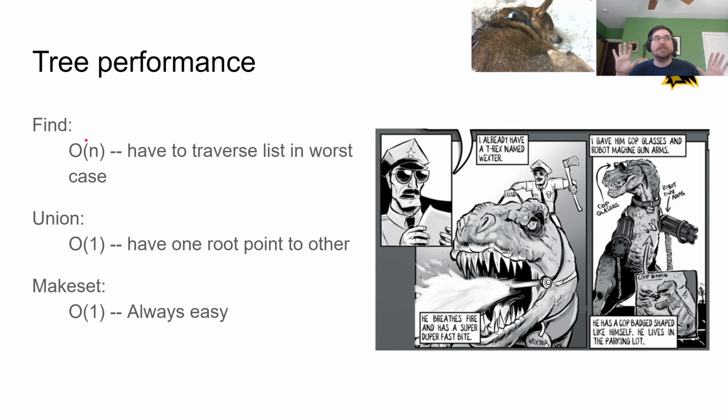So our find still works the same way. You start at one node and you follow parent pointers until you find the root. Now it's going to do the same thing, but because union wasn't just saying, I don't care which one merges into the other, it merges the smaller one into the larger one, we actually get logarithmic performance for find.